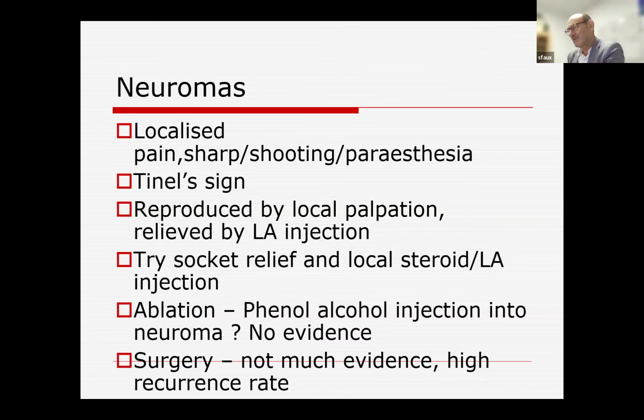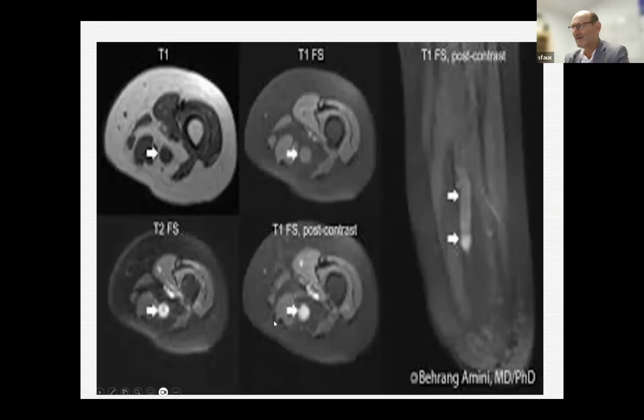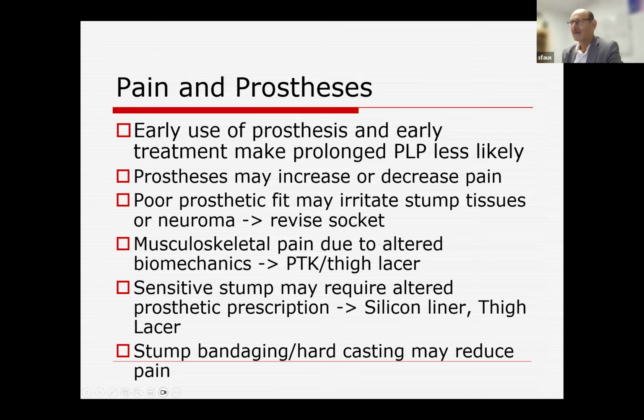Ablation with radiofrequency or phenol does not work. Surgery, every time you cut off a neuroma, there's a reasonably high risk of recurrence. So surgery is really only the last step. If you can see here, there's a neuroma at the end of what is probably the tibial nerve. And you can see it here and here. And you can see that it's probably pretty close to the bone here and being irritated.